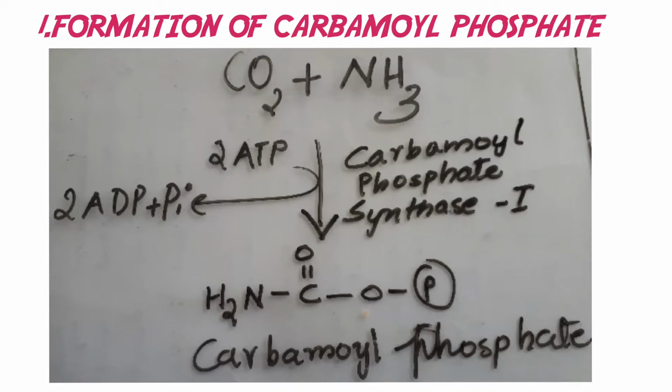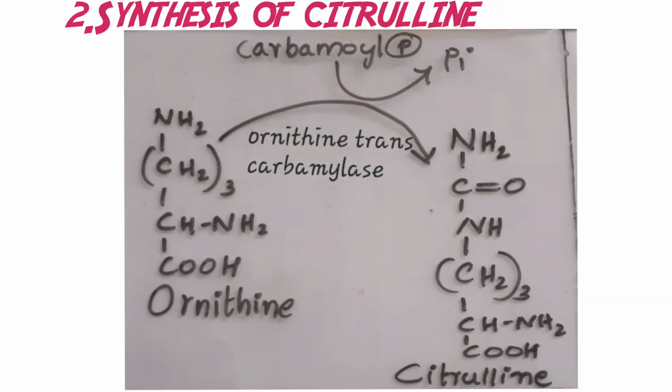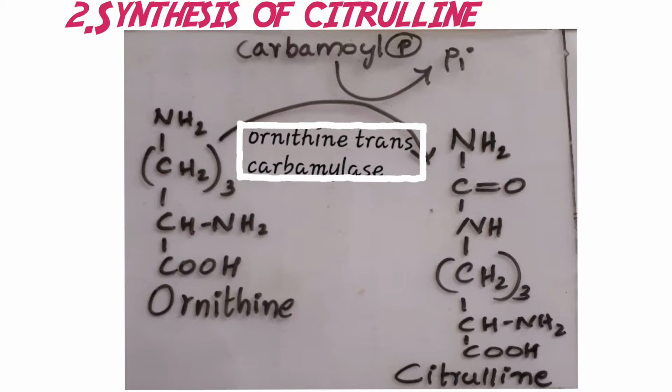The next step is the synthesis of citrulline. The now formed carbamyl phosphate combines with ornithine, resulting in the synthesis of citrulline, in the presence of enzyme ornithine transcarbamylase. Now this step also takes place in the mitochondria. The so formed citrulline is easily permeable to the mitochondrial membrane and hence it diffuses into the cytosol, so the rest of the steps can take place in the cytosol.